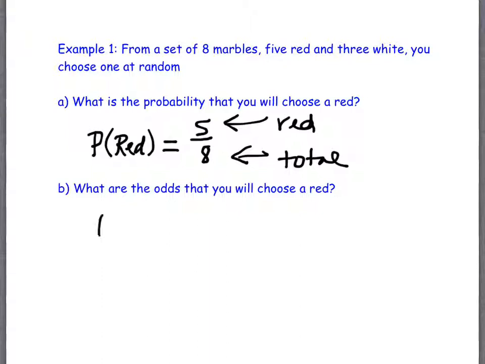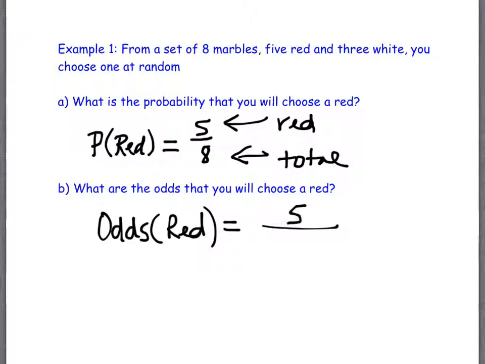If you want to find the odds of choosing a red, you're not going to compare the red to the total. You're going to compare the red to the not red, in this case white. But even if there were other colors, we would be comparing red to not red. So how many red are there? 5. How many not red are there? 3. So the odds are 5 to 3.